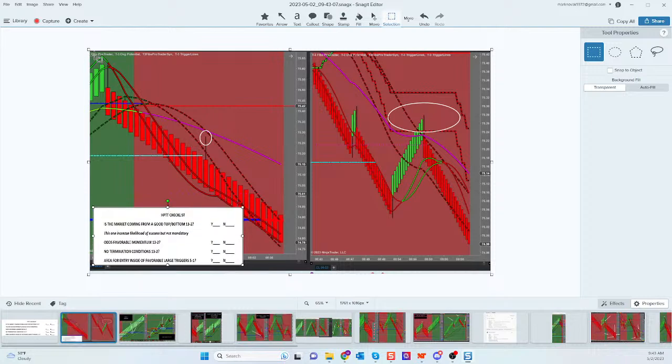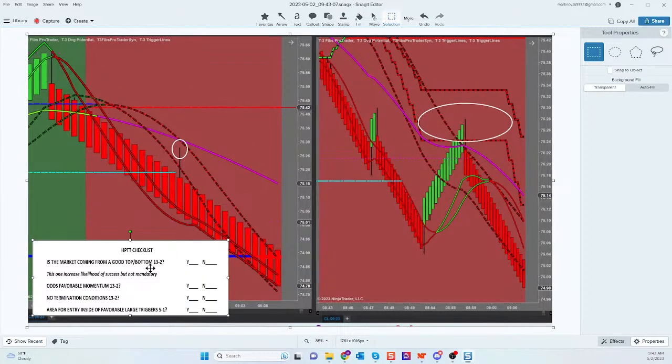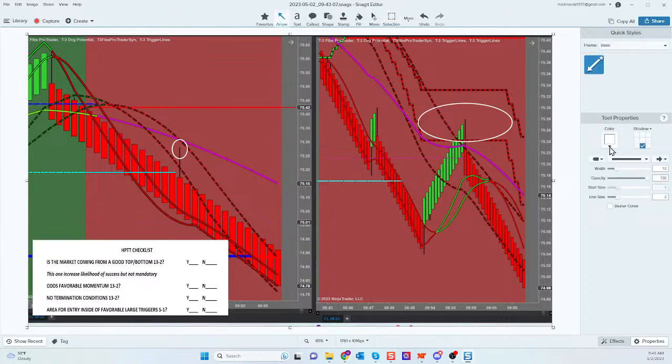Is the market coming from a good top or bottom? Is it coming from a termination condition that creates a full reversal? It's not mandatory, but it increases the likelihood of success. Did we have odds favorable momentum? Absolutely. No termination conditions? 100%. Area for entry inside of favorable large triggers? Guys, 100%. Rules-based, beautiful entry, low risk, easy profits.